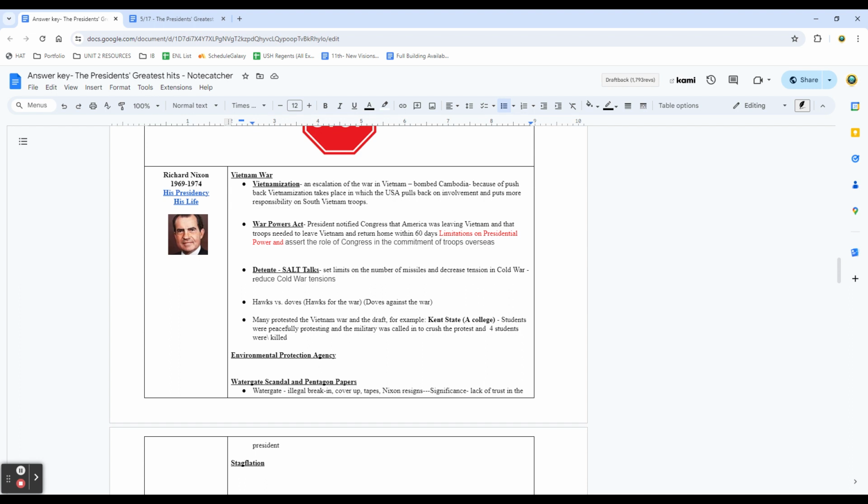Nixon also creates the Environmental Protection Agency. This is a new cabinet agency headed by a new cabinet administrator that Nixon takes to tackle environmental problems.